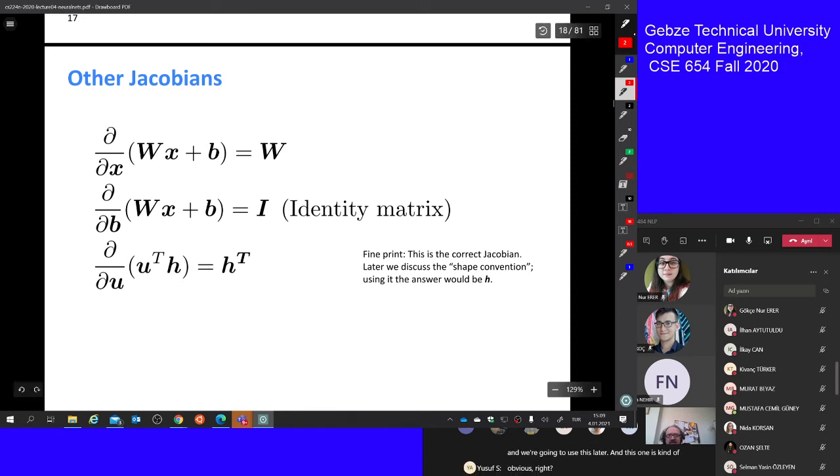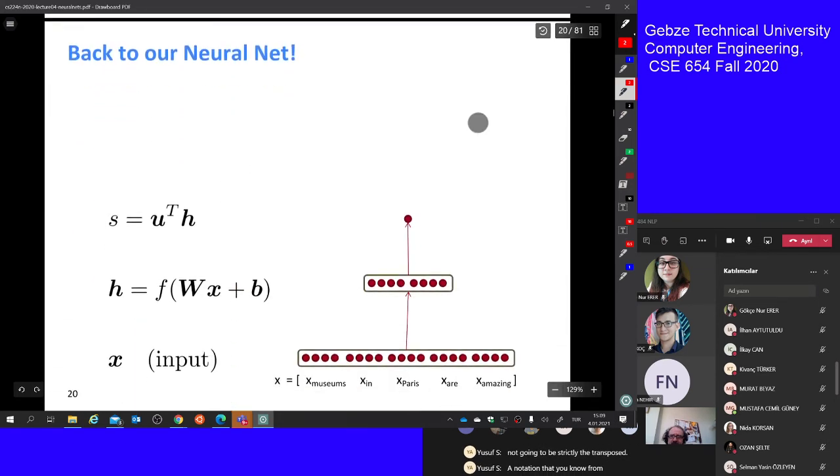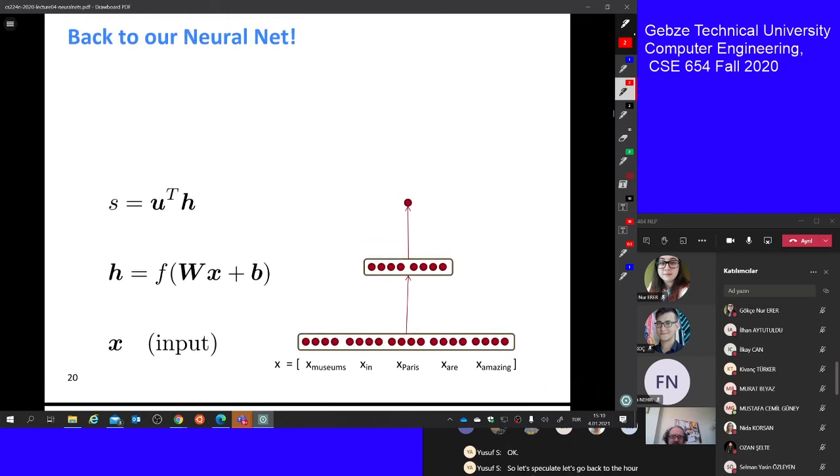So if you take the derivative of this with respect to u, the u's go away, and I have this h. Let's ignore this t for a while, I mean the transpose, because we are going to use transpose notation the way that is good for us. So it's not going to be strictly the transpose notation that you know from matrix algebra. Okay. So let's go back to our neural network again.